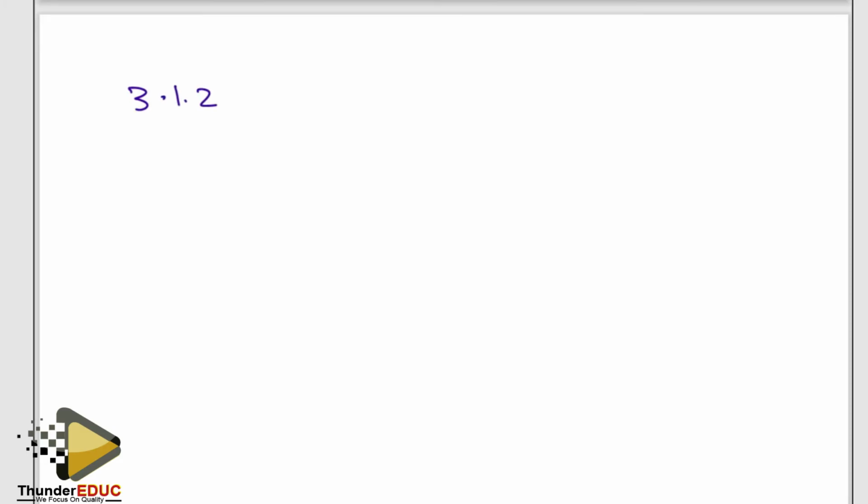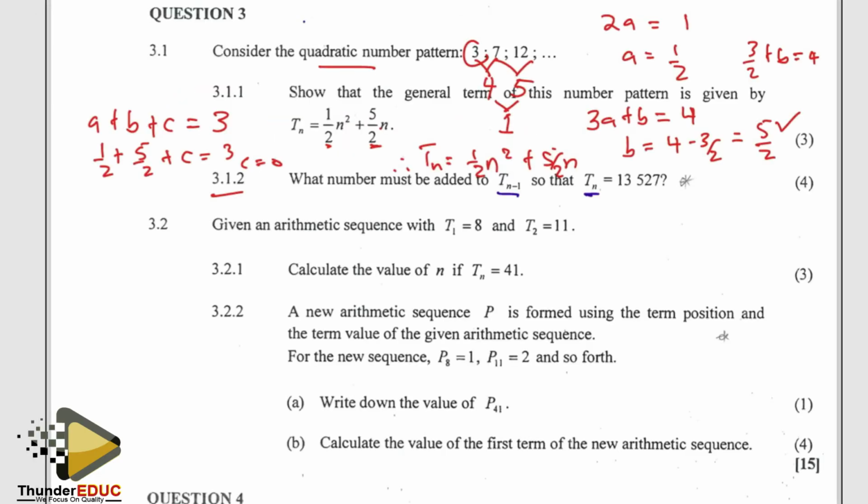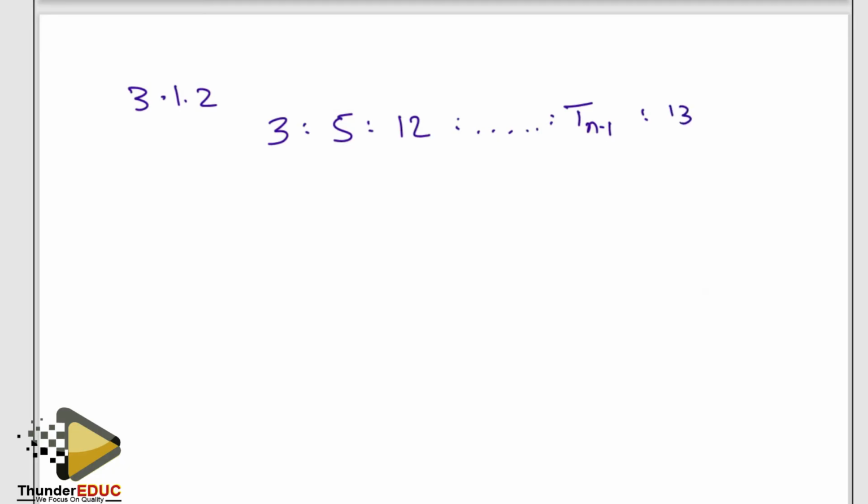3.1.2. So we're saying we started with a 3, a 7, a 12, and so on. We're going to have a scenario where we have a term that is Tn minus 1, and then we also have a term that is 13,527. Now the question is asking us what number must be added. Initially, the first differences are all about additions.